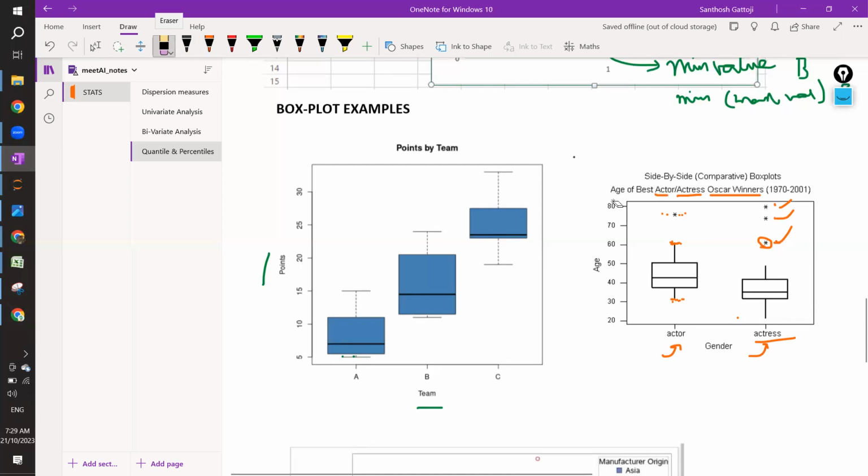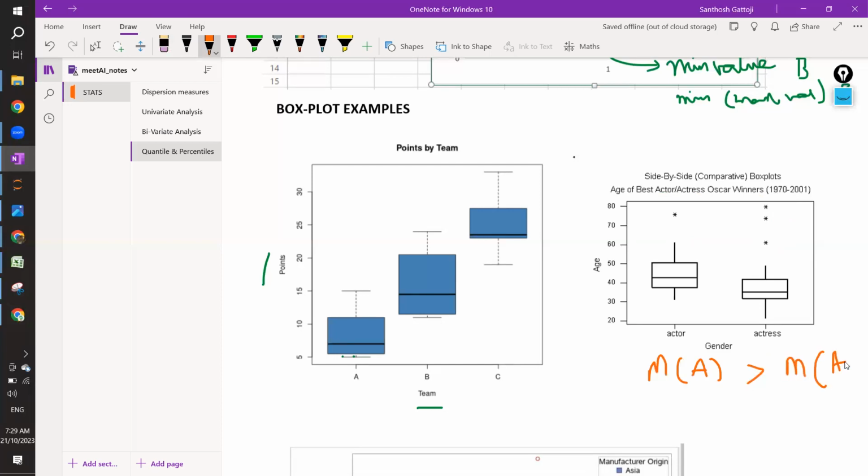Fine. So any other observations, guys, you can make by comparing these two graphs? Yeah, the median of actor is also greater than the median of actress. Or if I take it as the median of males is greater than the median of females.